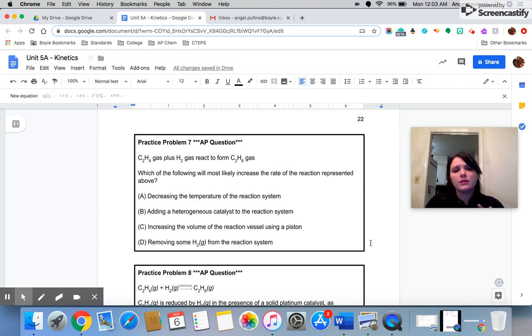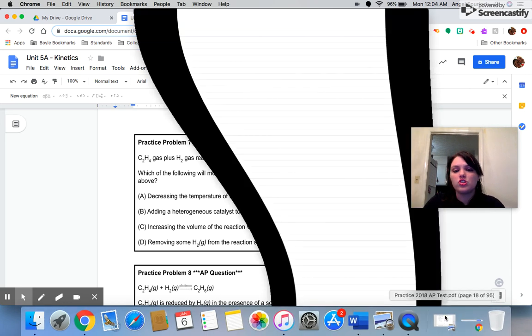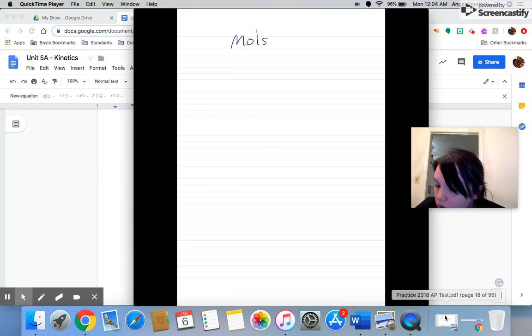Okay, let's think about this. When we increase the volume, you're giving the particles more space. The more space that gaseous particles have, the less likely they are to react. Okay, this goes back to concentration. Concentration is moles per liter, right?